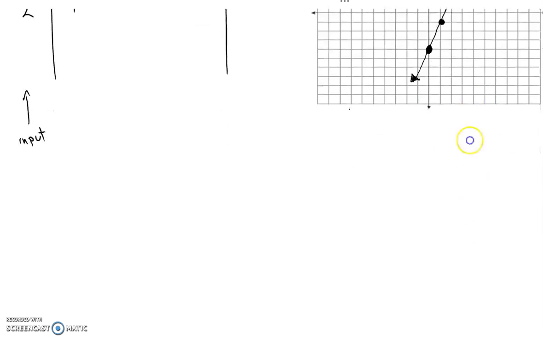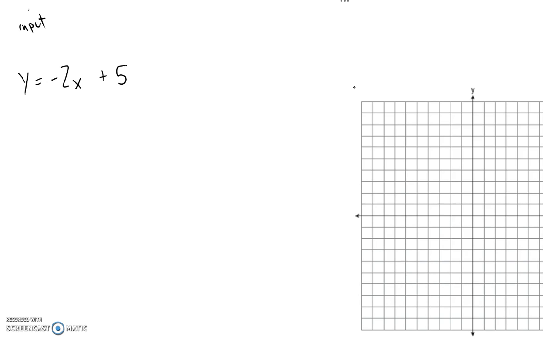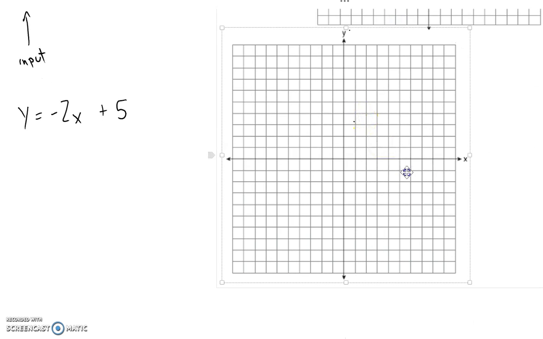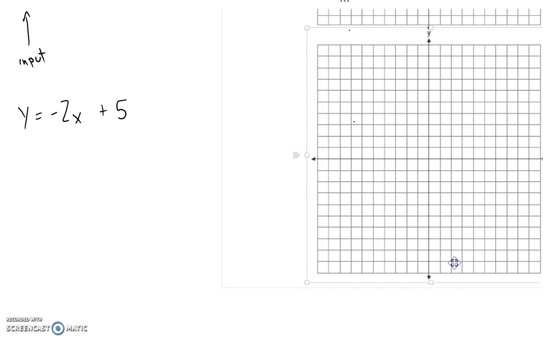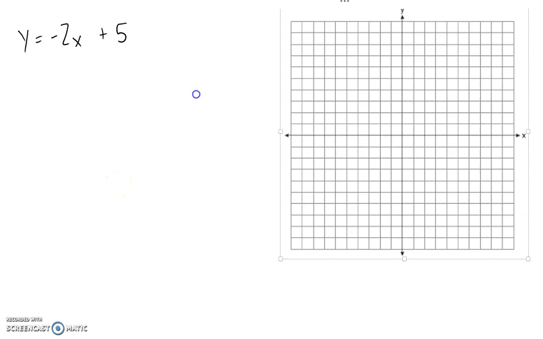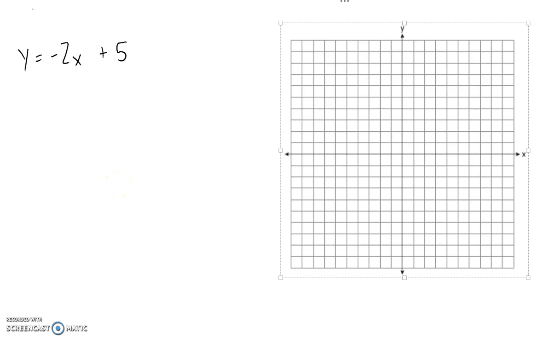Let's do one more. Let's do y is equal to negative 2x plus 5. Go ahead and paste the graph in there ahead of time. That way I don't mess up my table later. Oops, I've gone too far. There we go. Okay, again, creating the table of values, x, y, negative 2x plus 5.